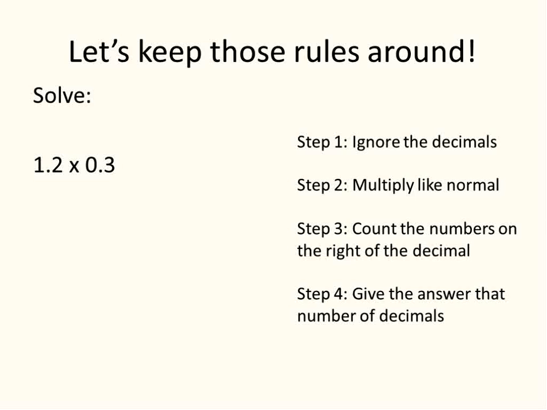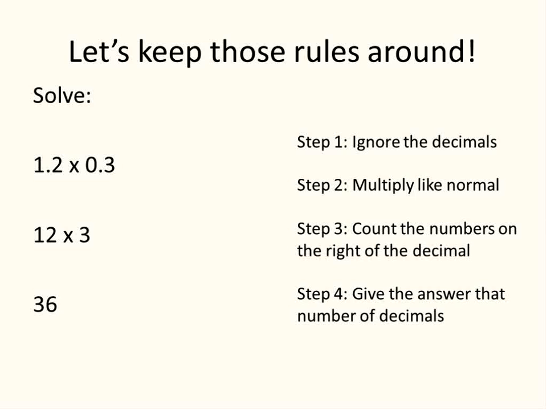Step number 1, ignore the decimals. Instead of 1.2 times 0.3, it becomes 12 times 3. Well, I know what 12 times 3 is. 12 times 3 is 3 dozen, or 36. 12 times 3 is 36.